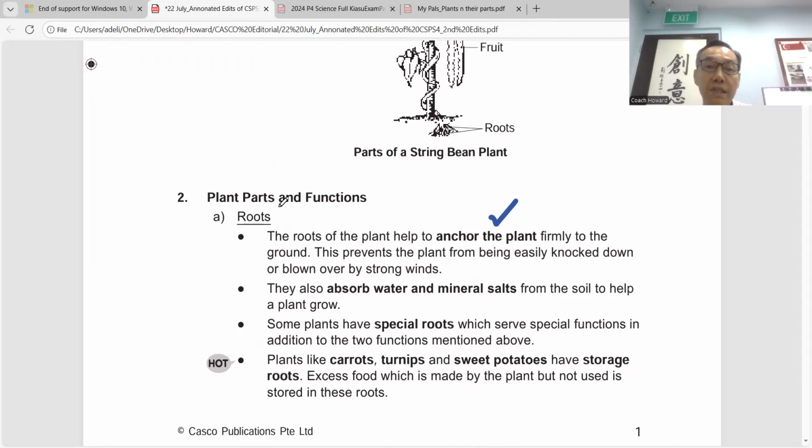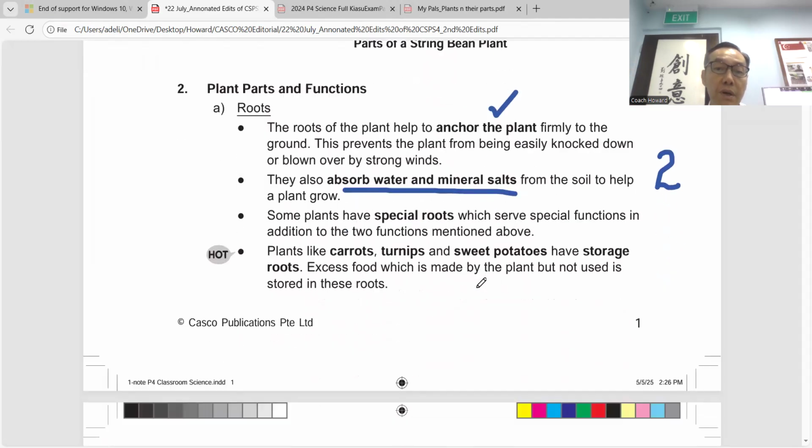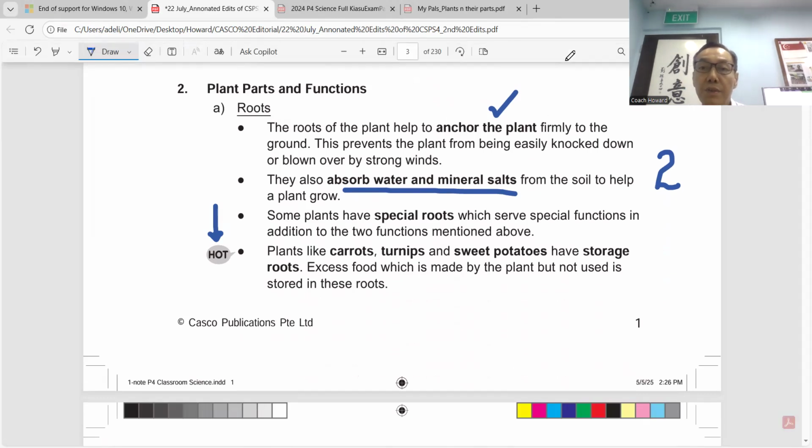And the second function of the roots is they absorb water and mineral salts. Mineral salts are actually the nutrients in the soil. So they have sodium, potassium, calcium, all this. So these are mineral salts. So you need to know the two functions of roots: anchor the plant firmly to the soil, and absorb water and minerals. And then you see this part, I put HOT, higher order thinking. Higher order thinking are some of the things you need to know.